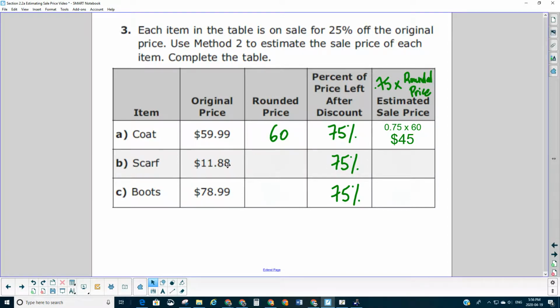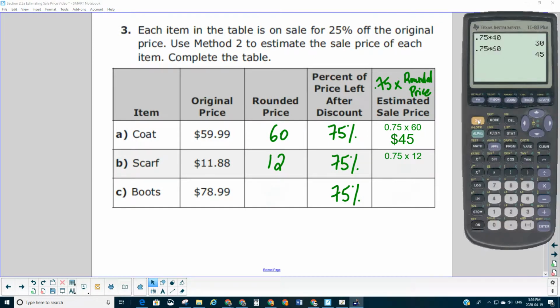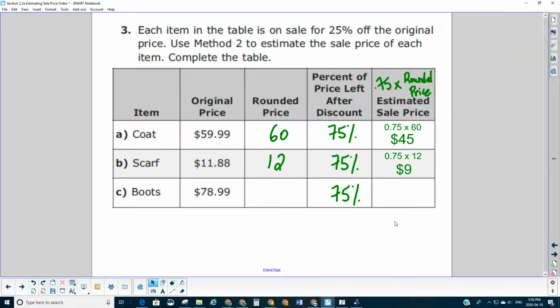Okay, let's try a second one, the scarf, $11.88. Well, let's work on an estimated price of 12 bucks. That's closer to $12 than it is $11, so we'll do $12. We're still going to do 0.75 times the rounded number, so 0.75 times 12, and we can check that. 0.75 times 12, and we get that the estimated sale price is $9.